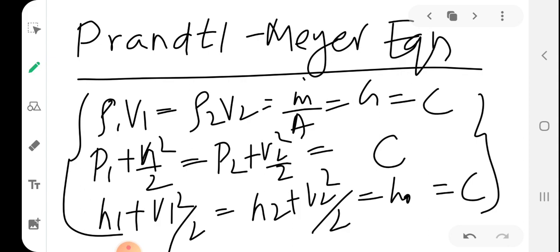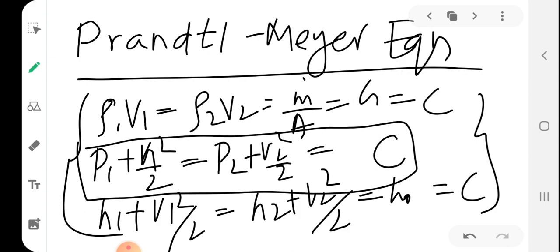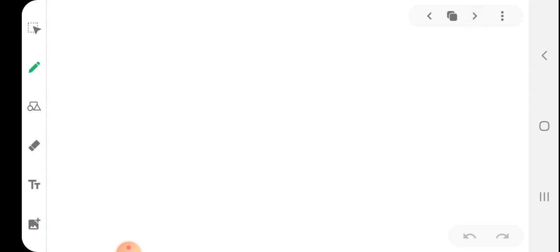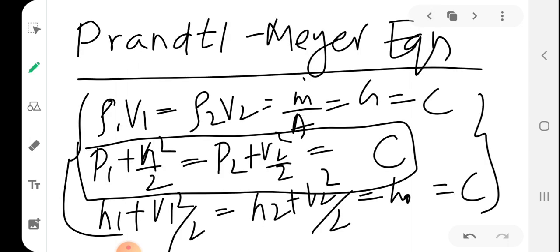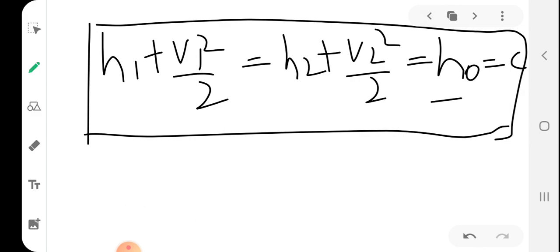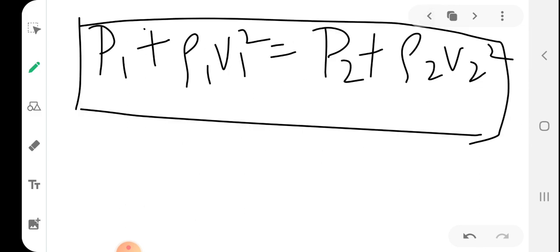So students, I'm taking this particular equation. I'm writing that equation again, the momentum equation. Sorry, I have written this equation wrongly, kindly excuse me. It should have been rho 1 V1 square plus rho 2 V2 square, right? So what was the equation we have derived? P1 plus rho 1 V1 square equal to P2 plus rho 2 V2 square.